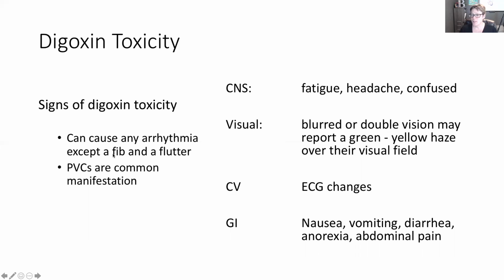Now, digoxin toxicity can cause any arrhythmia except atrial fibrillation and atrial flutter, because those are being initiated above the AV node, and digoxin toxicity is slowing the pattern through the AV node. Another common manifestation would be premature ventricular contractions, which we will talk about in the ventricular section.